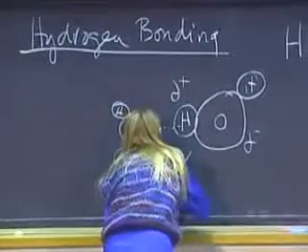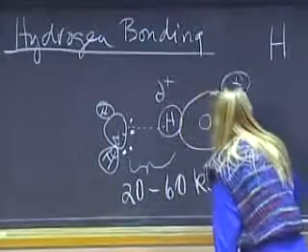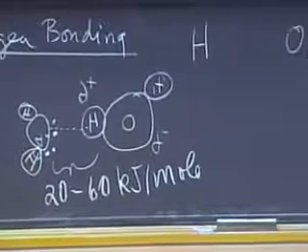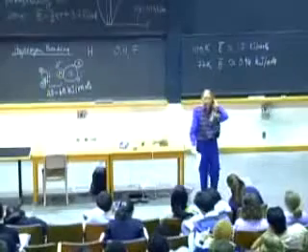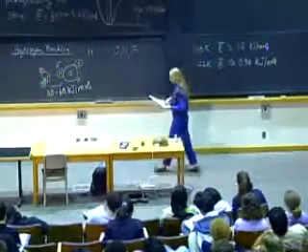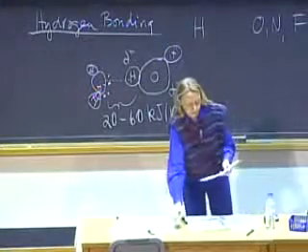And that bond is on the order of 20 to 60 kilojoules per mole. Hey, this bond is not a covalent bond. A covalent bond is 400 kilojoules per mole. This is 10% of it. But it's still a very important phenomenon, this hydrogen bonding.